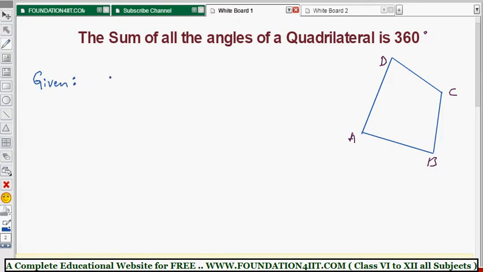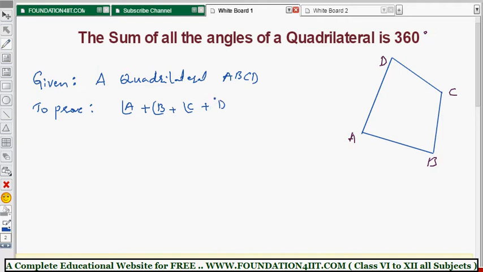So the given data is a quadrilateral ABCD. Only that is given. Now we need to prove. Required to prove: angle A plus angle B plus angle C plus angle D is equal to 360 degrees. This is what we need to prove.